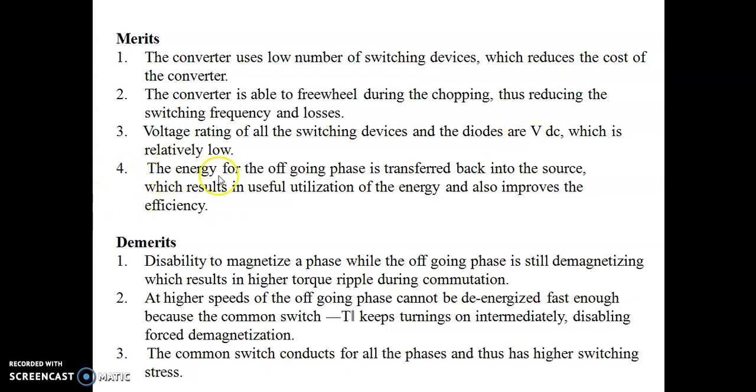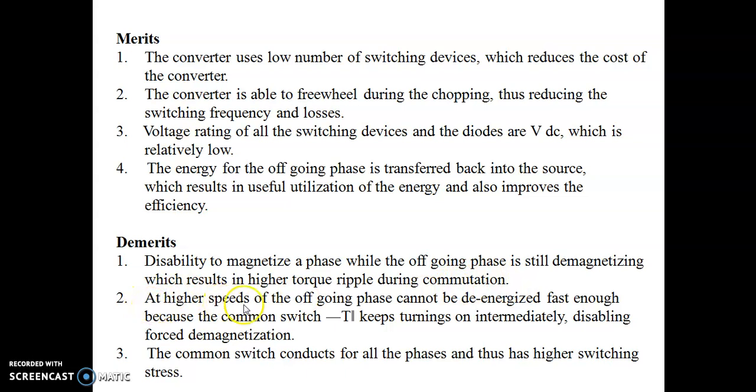The fourth one is the energy from the outgoing phases is transferred back into the source, which results in useful utilization of energy and also improves the efficiency. The demerits are, the first one is the inability to magnetize a phase while the outgoing phase is still demagnetizing, which results in higher torque ripple during commutation. That is, when the switches are turned off, it will not immediately demagnetize the current flowing through the phase winding. So because of this, a higher torque ripple is produced during the commutation time.